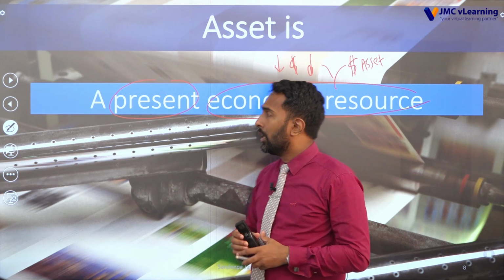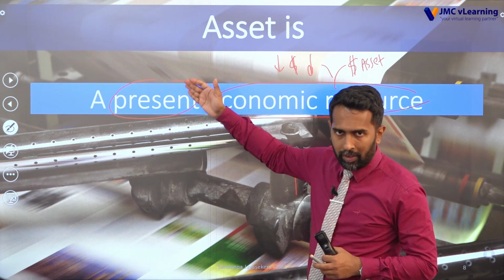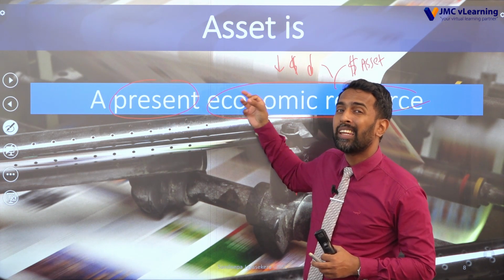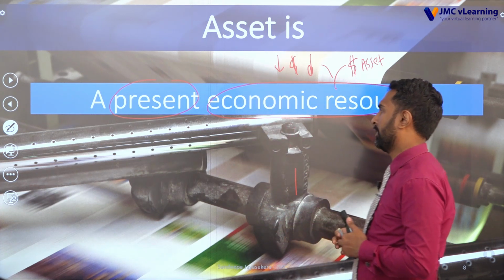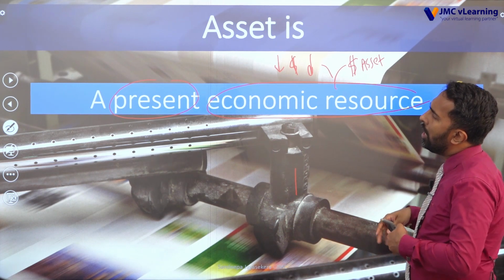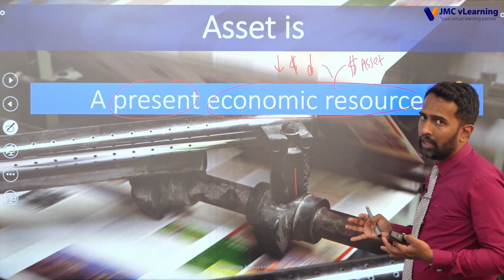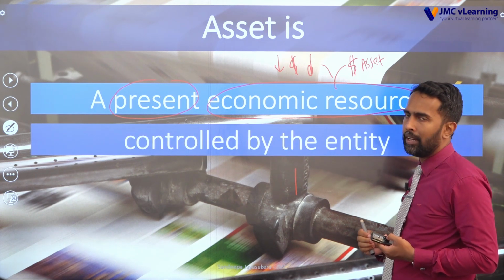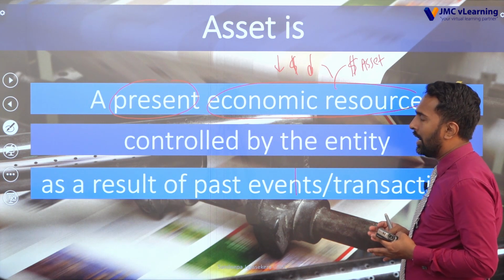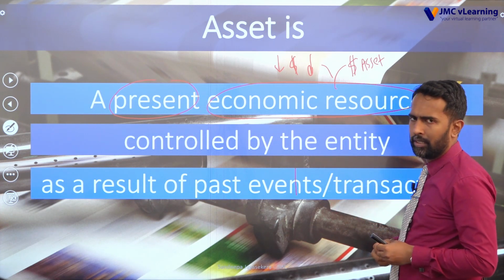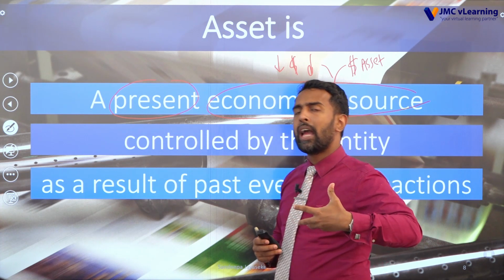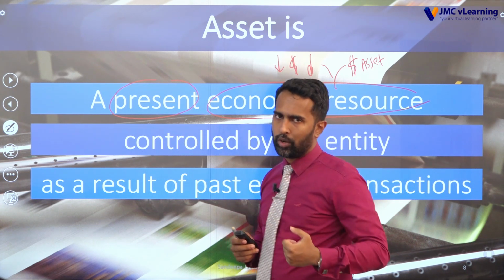Are we clear? So an asset is something you are having right now, and it's an economic resource. You are generating an economic benefit. Clear? And how was this asset created? An asset was created as a result of a past event, and it is controlled by the entity. Let me take it separately. An asset was created as a result of a past transaction or an event.